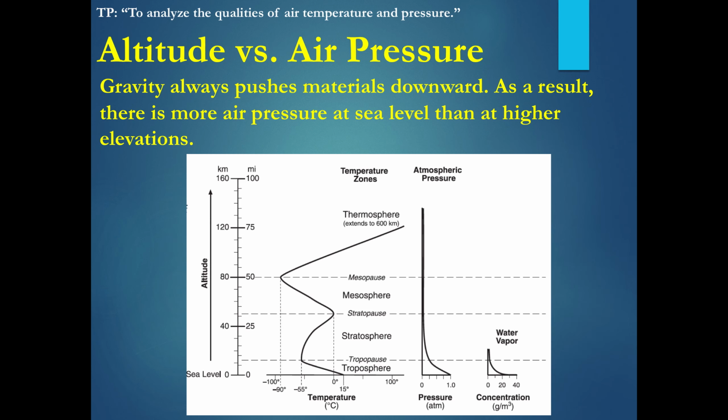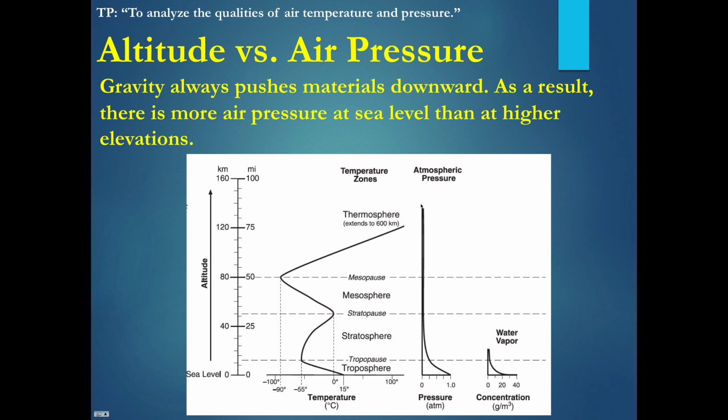All right, last relationship is altitude. Now page 14 would display this in great detail. Your middle graph is your air pressure graph. Here it says gravity always pushes materials downward. As a result, there is more air pressure at sea level than at higher elevations.